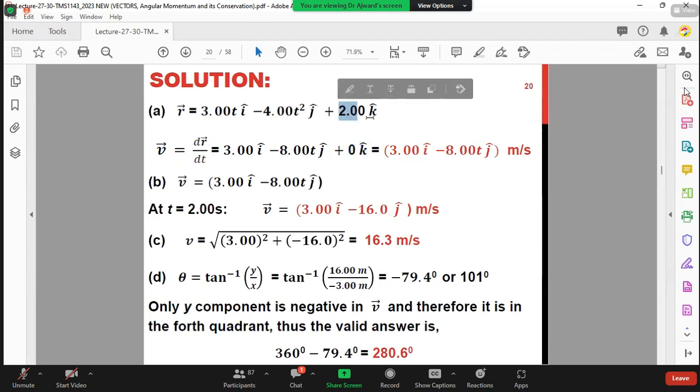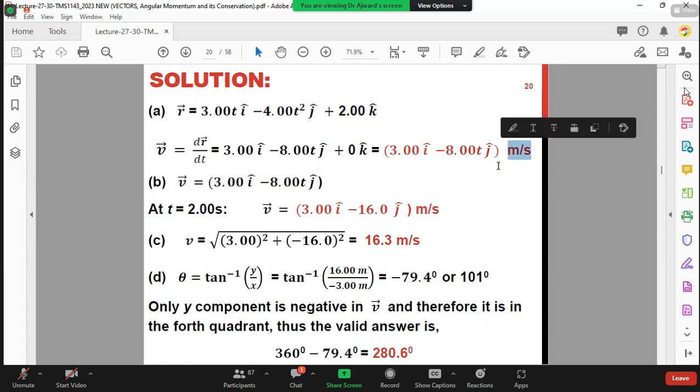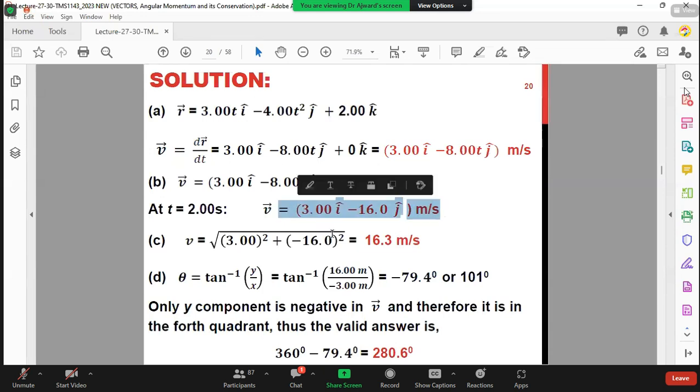So the velocity component along the z-axis is 0. So this is the velocity in unit vector notation of that particle at time t. We put the units meters per second. And at 2 seconds, it is asking what is the velocity. So to find it at 2 seconds, instead of t, you put 2. So 8 times 2 is 16, and that is the value. And at 2 seconds, what is the speed? Not the vector, but the magnitude.